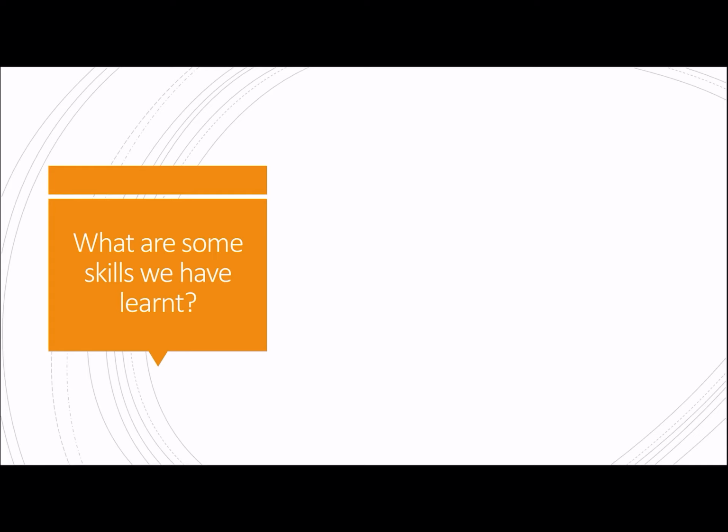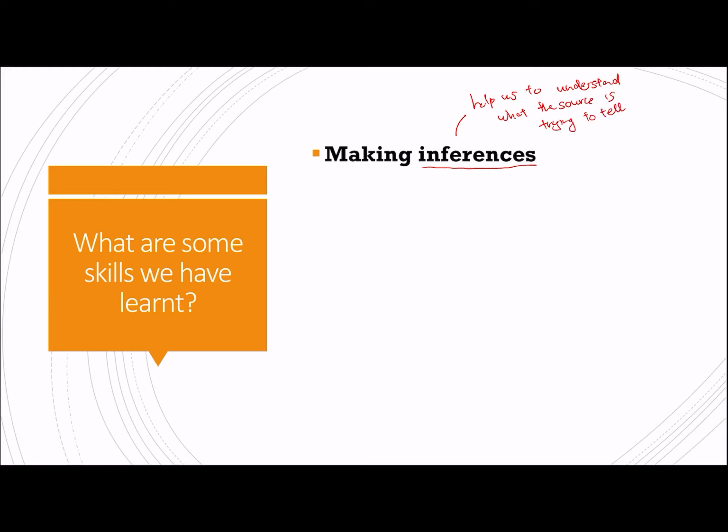So what are some skills that we have learned so far in history and actually even in social studies? The very basic source analysis skill that we have learned even since Sec 1 is to make inferences. This helps us to understand what the source is trying to tell us. This will help us to identify what the source is about and what we can use this source for in helping us to understand certain topics.